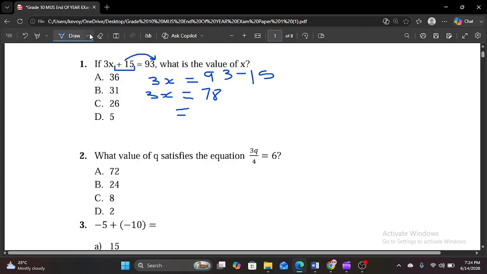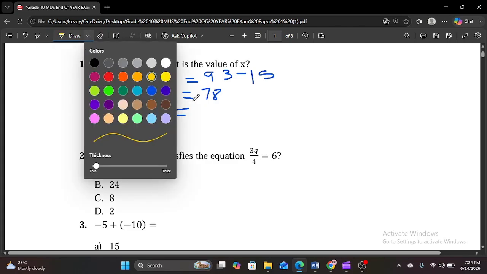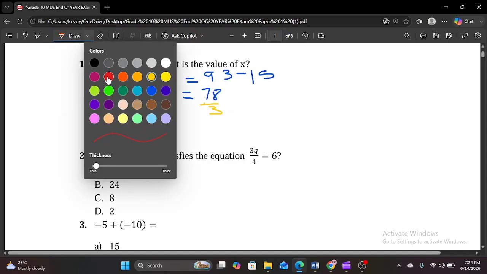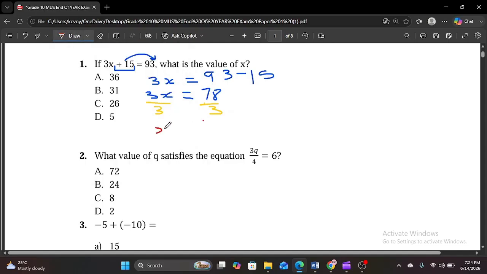Because 3 is multiplying, the last thing that we'll do is divide both sides by 3. So we'll have our final answer, which is going to be x is equal to, so 3 cancels 3, and 78 divided by 3 is going to be equal to 26. 26 is going to be your answer right here.